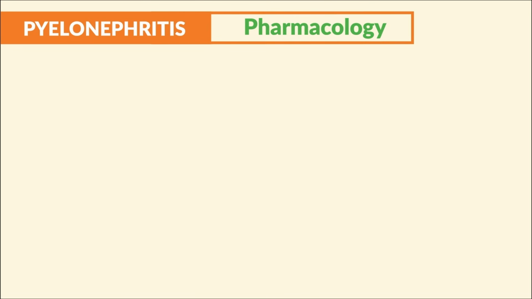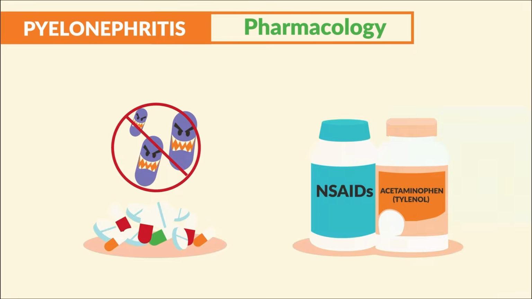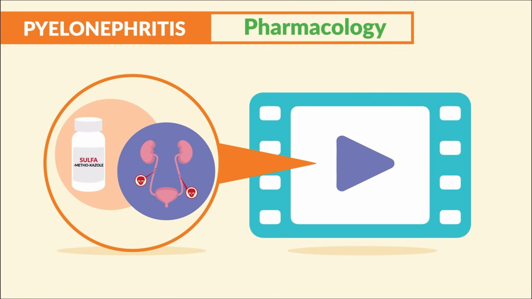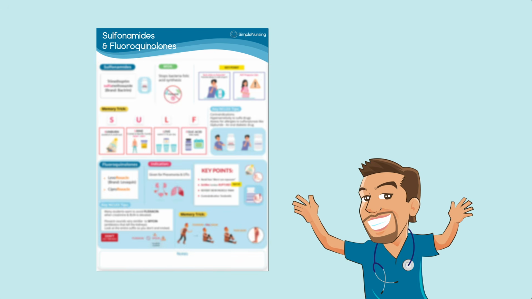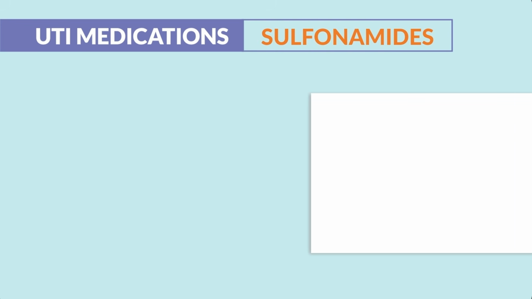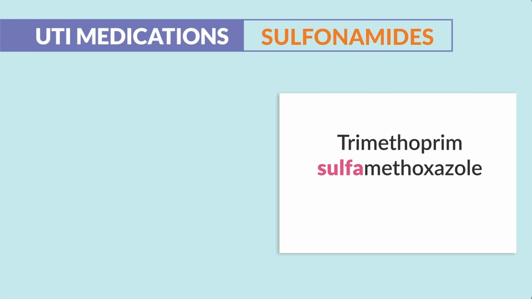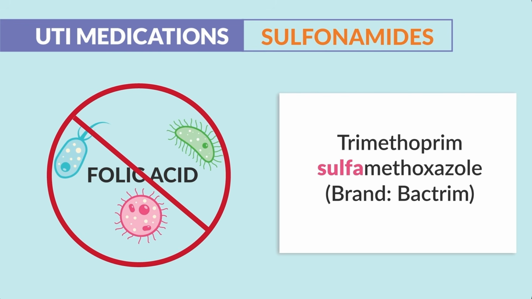Now, in terms of pharmacology, we give antibiotics and analgesics for the pain. So let's play a segment here from our pharmacology master course. Make sure to pull out this study guide for this section so you can follow the key points. For the 3 UTI medications, first on the list is sulfonamide antibiotics, or trimethoprim sulfa. Brand name is Bactrim. Now, the mechanism of action is it stops folic acid synthesis.